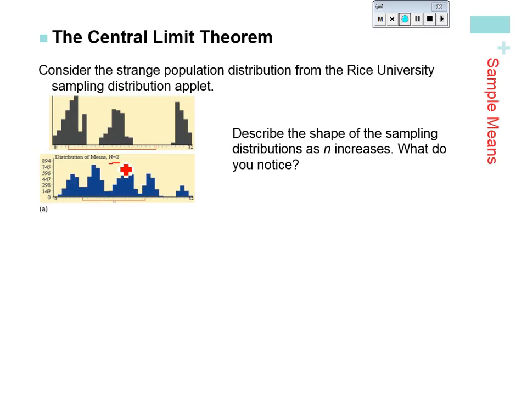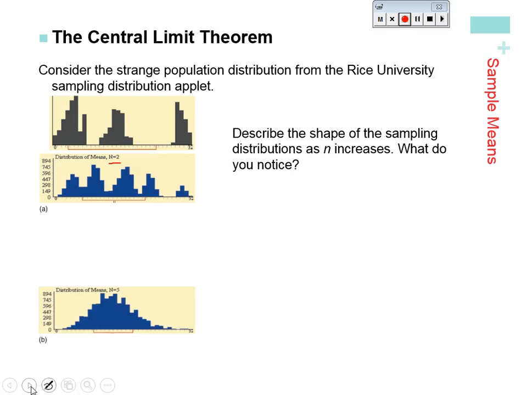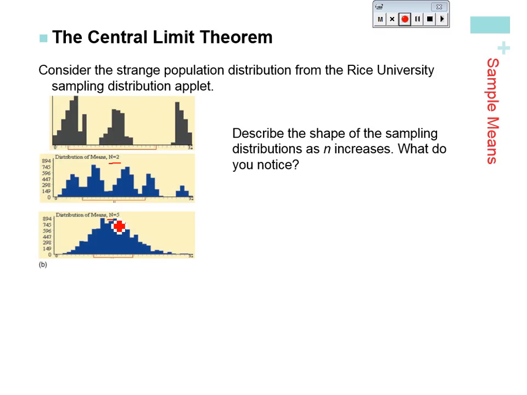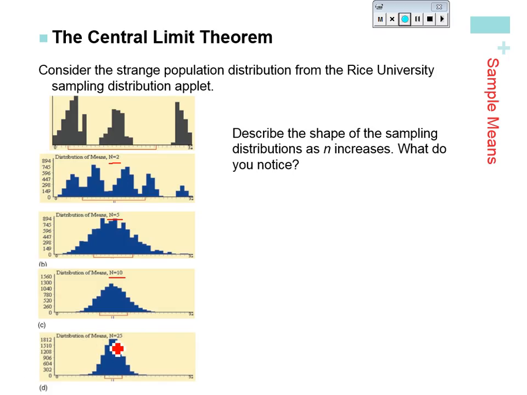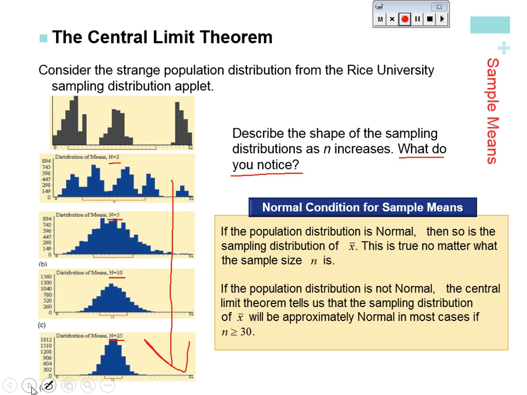However, what you're going to notice is that as we increase the sample size, for A we did a sampling distribution where the sample size was 2. For B, the sample size was 5. For C, the sample size was 10. And for D, the sample size was 25. It says, describe the shape of the sampling distributions as n increases. What do you notice? Hopefully you notice that as you increase the sample size, as you go down, these graphs start to look much more normal.